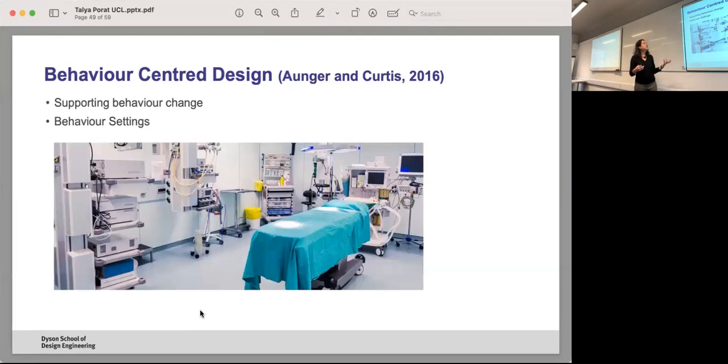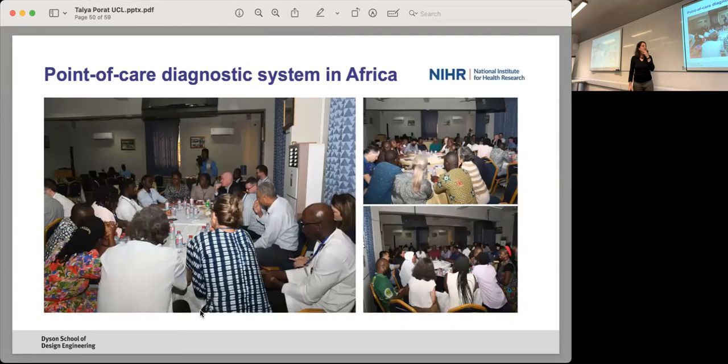So here we're focusing really on behavior-centered design. How can we support this behavior change? Maybe change the setting of the operating room. We're also using the behavior change wheel, so it's really centered on behavior change in this case. That's it. The last two we're just starting now, just to say what we are up to.